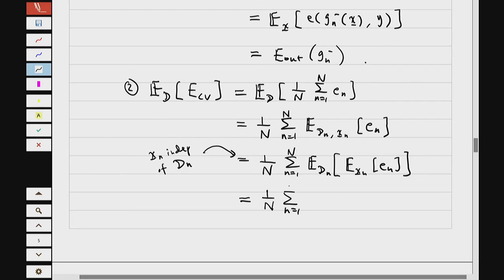So this is equal to 1 over N, sum from n equals 1 to N, of expectation over D_n of E_out(g_n^-). Now it sounds like we're in a bit of trouble because this thing inside has n. Is there any way we can get rid of this sum? We cannot just simply merge things, because these are different things depending on n. So how do we connect this to the test error for the entire model?